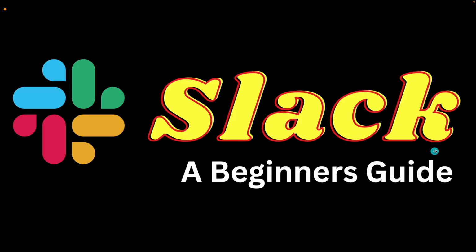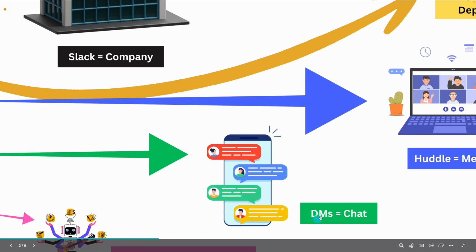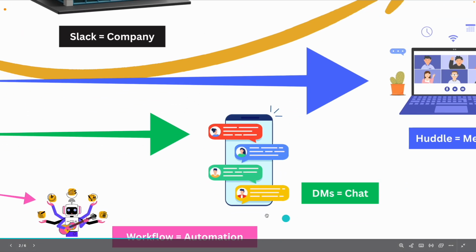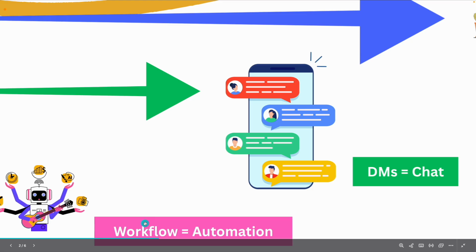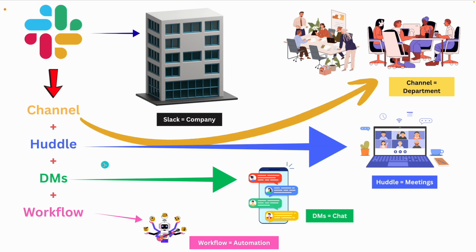So Slack is a tool which helps you set up your digital company. It allows you to create channels, meaning departments, and also allows you to do huddles, meaning meetings, DMs, meaning chat, and basic workflows, that is the automation. So that is what Slack is all about. Don't worry, we will cover each of the topics in more detail. So let's now discuss channels in detail.